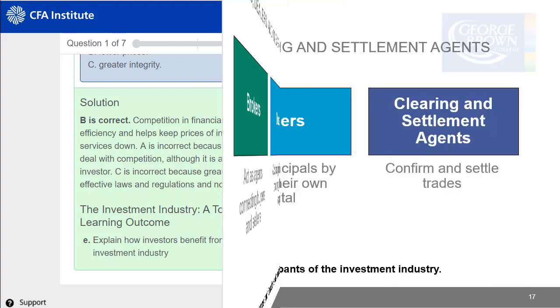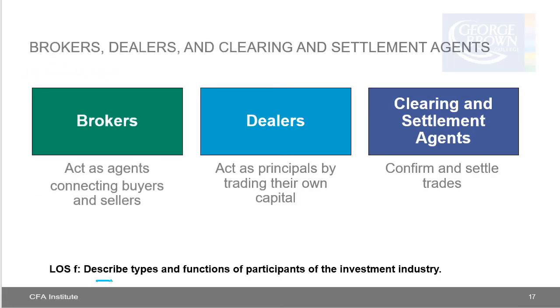Moving on now to learning outcome statement F, describe types and functions of participants of the investment industry. There are 6 slides coming up with regards to this learning outcome statement.